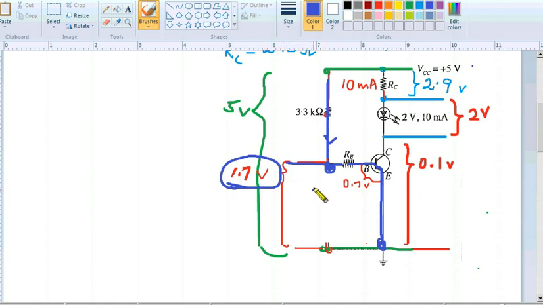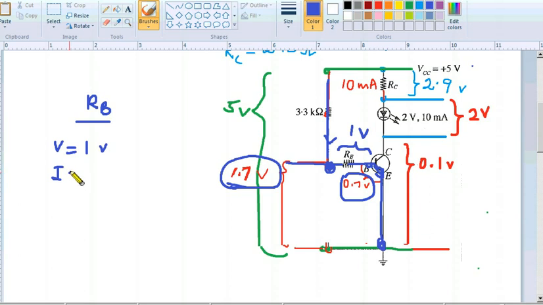So from that 1.7, 0.7 is dropped across this diode. So the remaining voltage is then 1 volt. That 1 volt drops across this RB resistor. Therefore the voltage between the points of this RB resistor is 1 volt. So now we can calculate the value for RB, because we know the voltage is 1 volt. We can find the current.